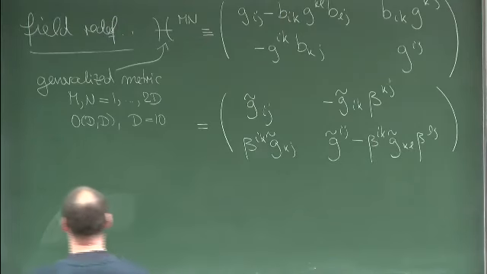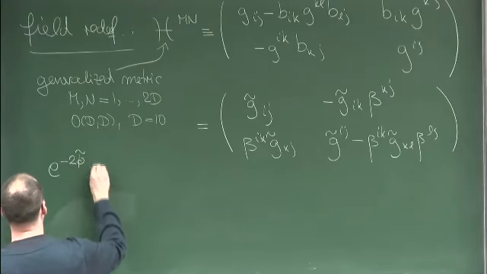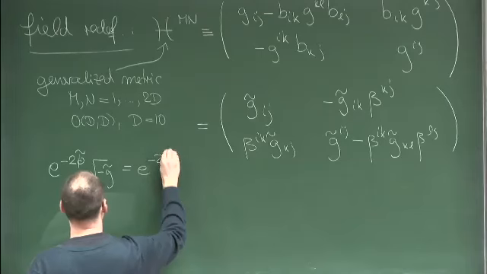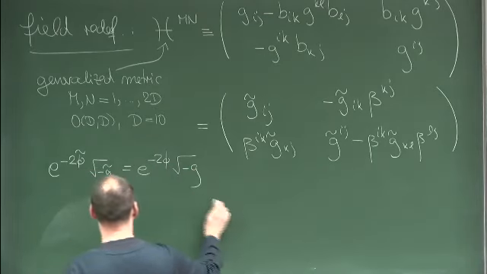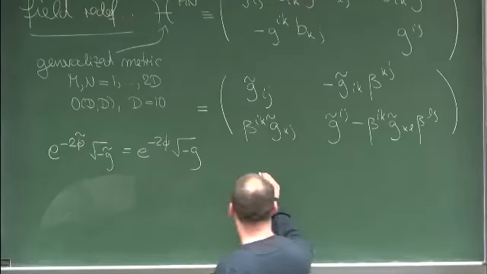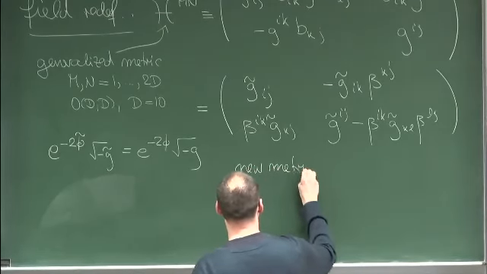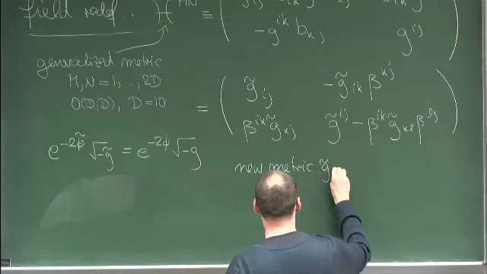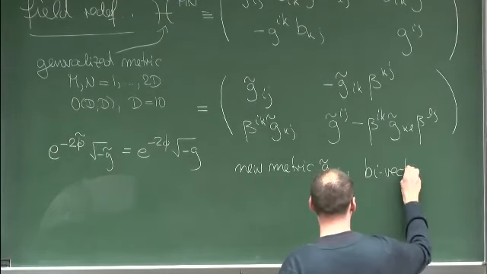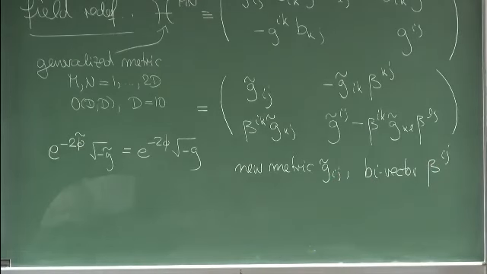So that's part of the field redefinition, and another part is that we introduce a new dilaton phi tilde by this equation here. This looks also very familiar. Okay, so the upshot is that we get a new metric G tilde ij, and the interesting thing is now we get a bivector beta ij, an antisymmetric tensor with two upper indices.